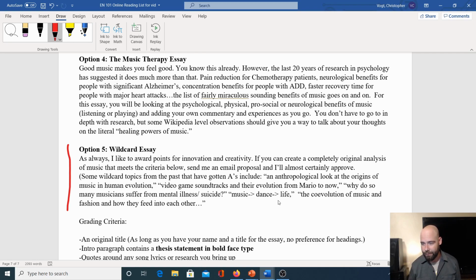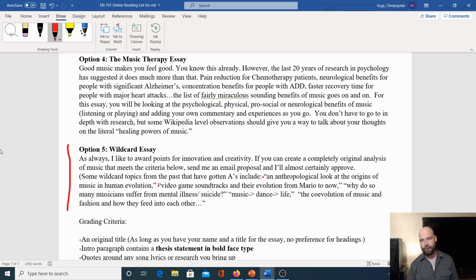Just to let you know what people have gotten A's on in the past. An anthropological look at the origins of music. That's literally saying, at what point in human evolution did music pop into the scene? Cave paintings look like hundreds of thousands of years probably, but music and that kind of oral tradition around music may be even older than cave paintings. That's very difficult to research. It's a lot of open-ended, mysterious questions that can't be answered. Therefore, very abstract, and it gives you an opportunity to try to dig in.